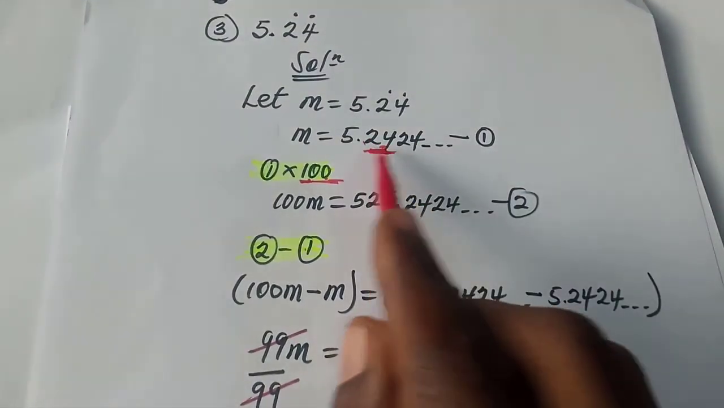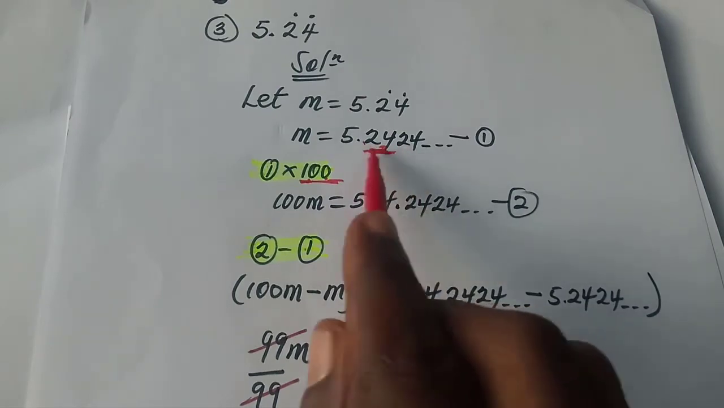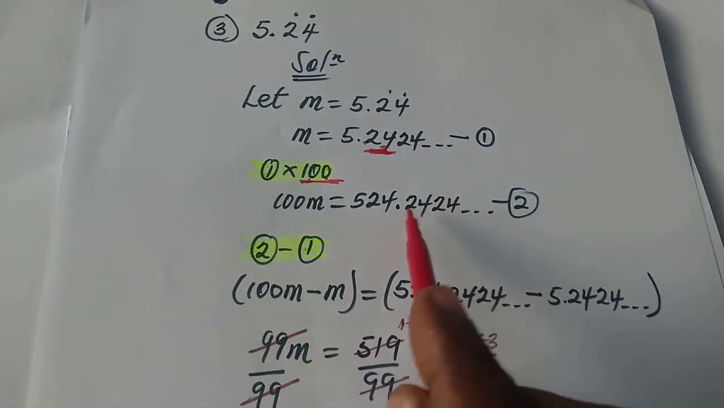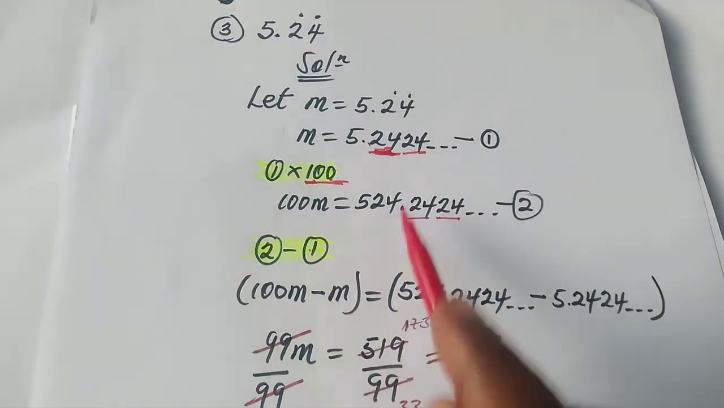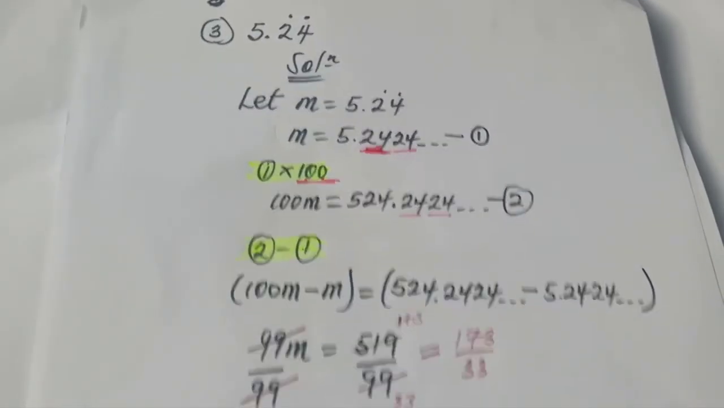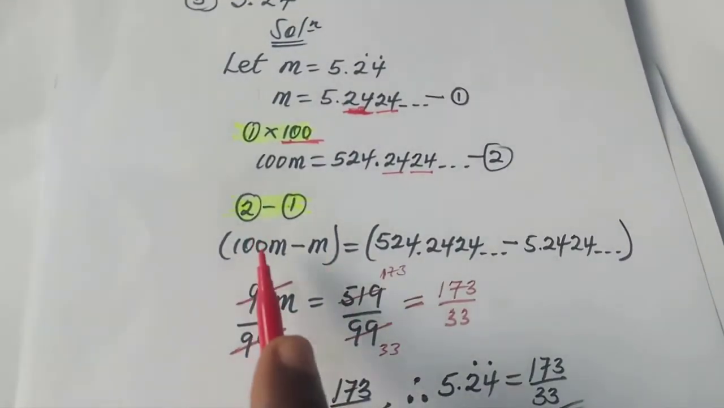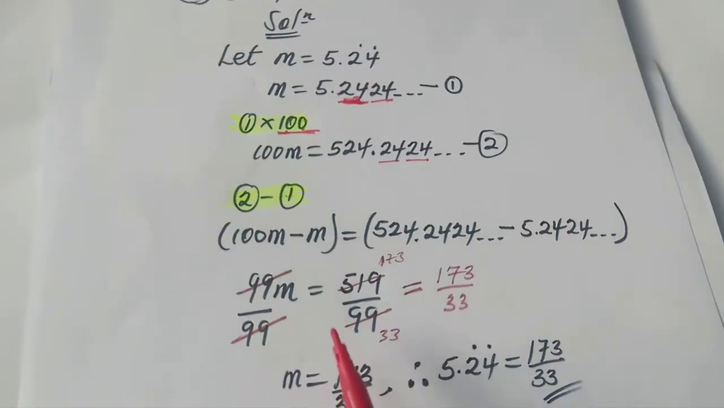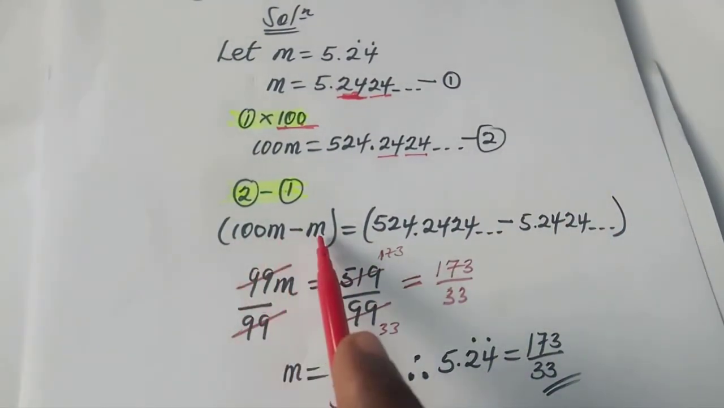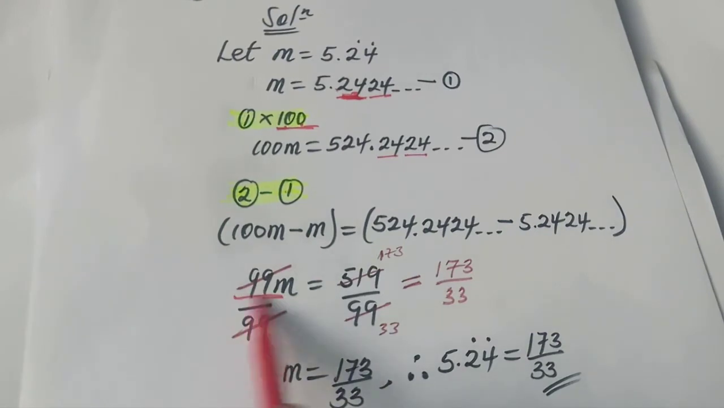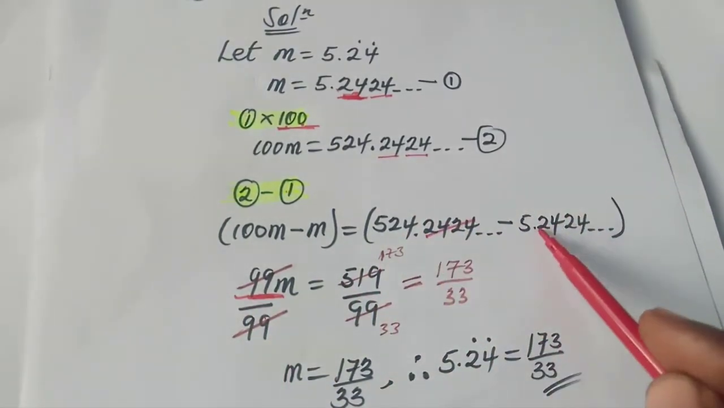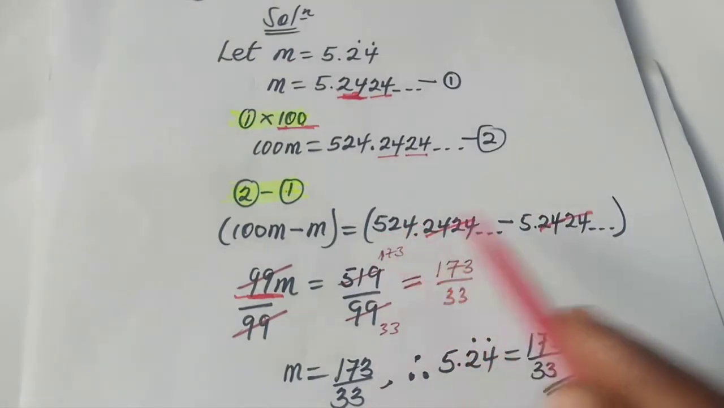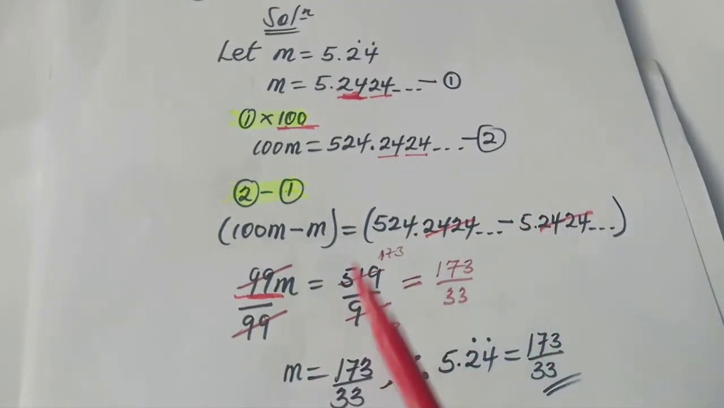You check the right hand side of the equal to sign. The repeating pattern with the decimal is the same: 2, 4, 2, 4, 2, 4, 2, 4. So you subtract equation one from what? Equation two. Then you get this. Then you simplify that. 100m minus m will give you 99m. And then this will take care of the decimal, and you're left with 524 minus 5, which will give me 519.